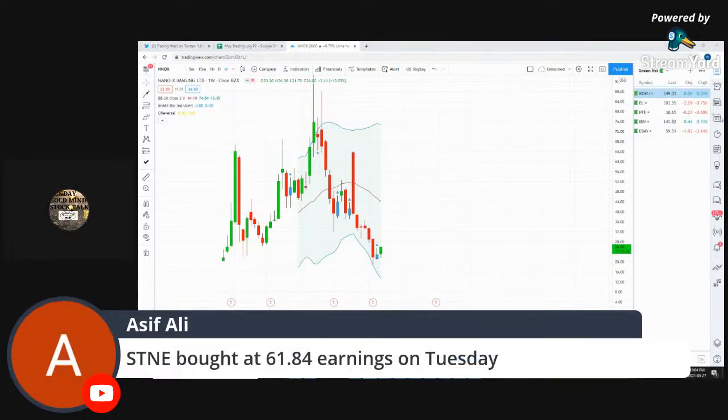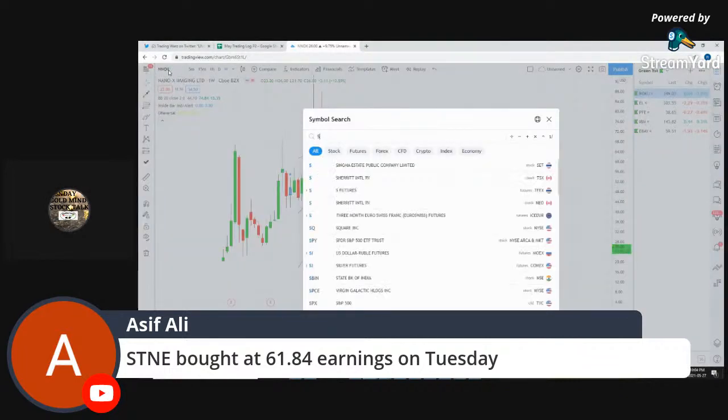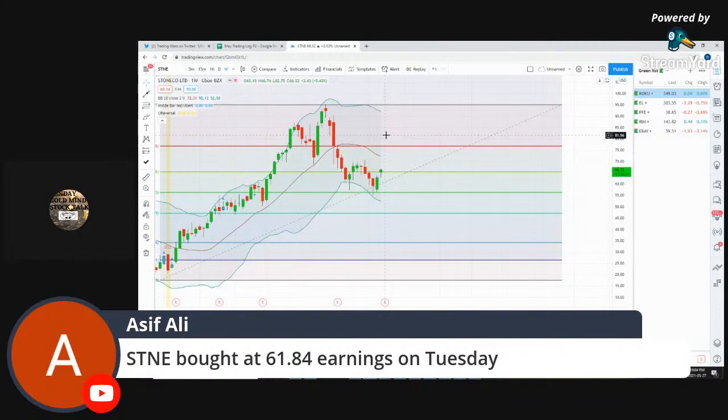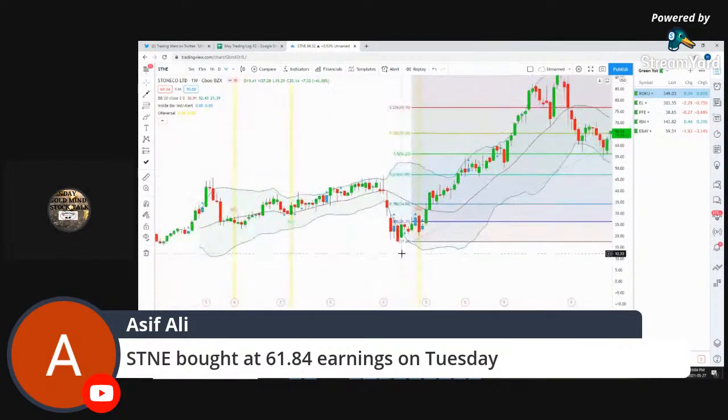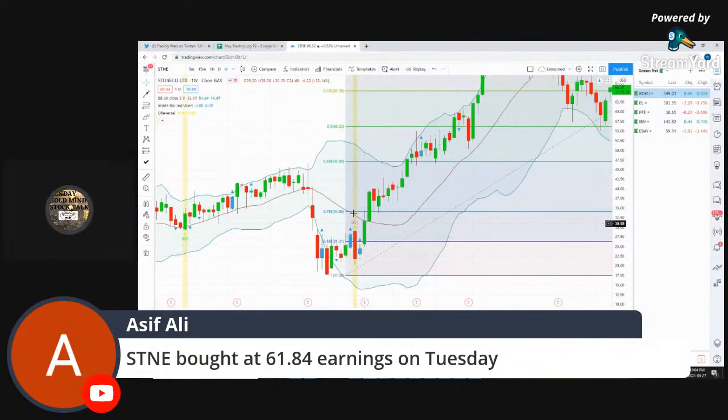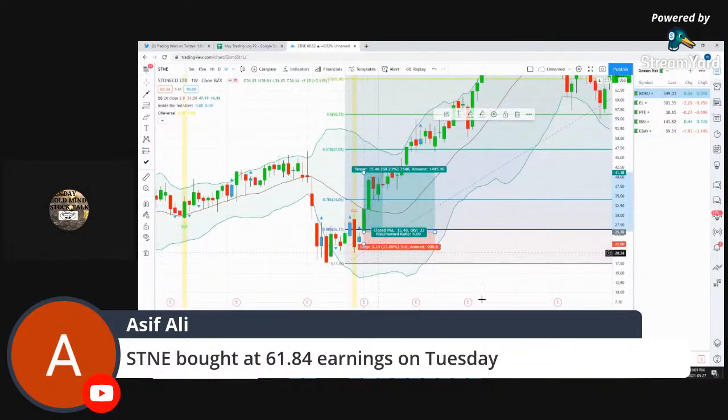Asif says, STNE bought at 61.84 on earnings. So this one, we've been looking at it for a little bit of time, right? Look at this pattern here, guys. Somebody asked me about this today. Here we go. Look at this. Here's your outside bar followed by an inside bar. Outside, inside, take the break above the inside bar. Okay, let's just say you have balls. You take that right there. Bam. Put the stop right on the low of the inside bar like so. Okay, let's see what we get.